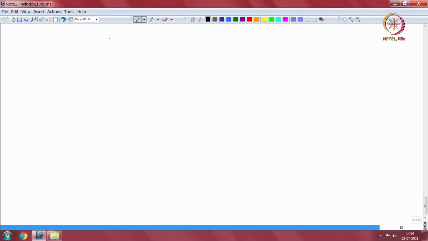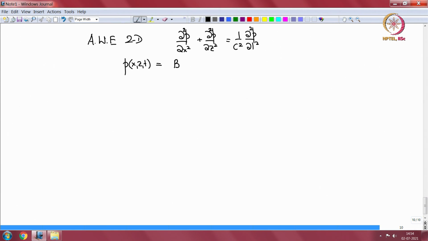We gave the acoustic wave equation earlier for a 2D rectangular region. It was given by del 2p del x square plus del 2p del z square is equal to 1 over c square del 2p del t square. You should know now that this has a wave solution given by some constant in front, e to the power of j omega t minus kx x minus kz z. There is an x component of the wave number, there is a z component of the wave number.